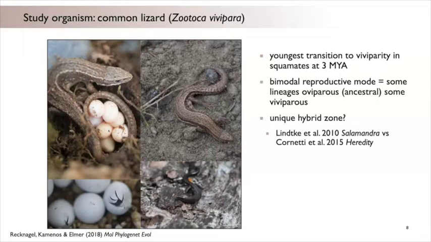Whether that's young or old depends on one's perspective, but amongst all squamates, this would be the youngest transition that is known that has fixed differences between species. And quite amazingly, some years ago, it was proposed that there was this hybrid zone. So in the Alps, there's contact regions between the oviparous and the viviparous, and usually their distributions are non-overlapping.